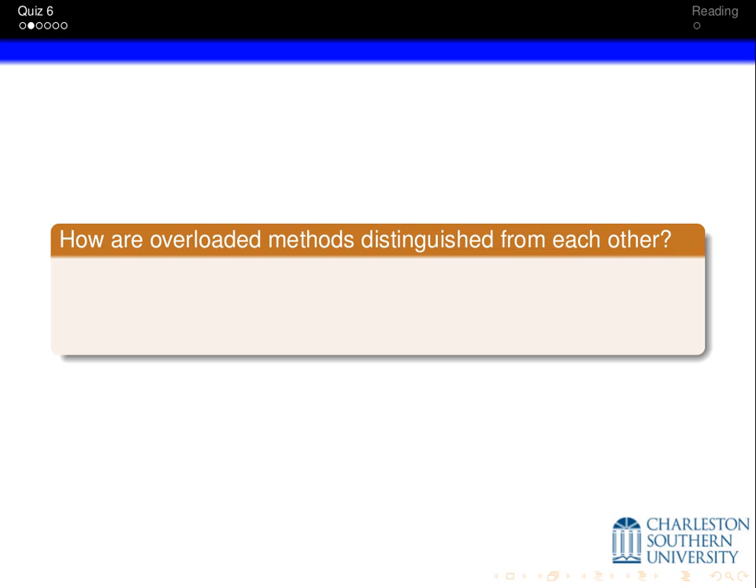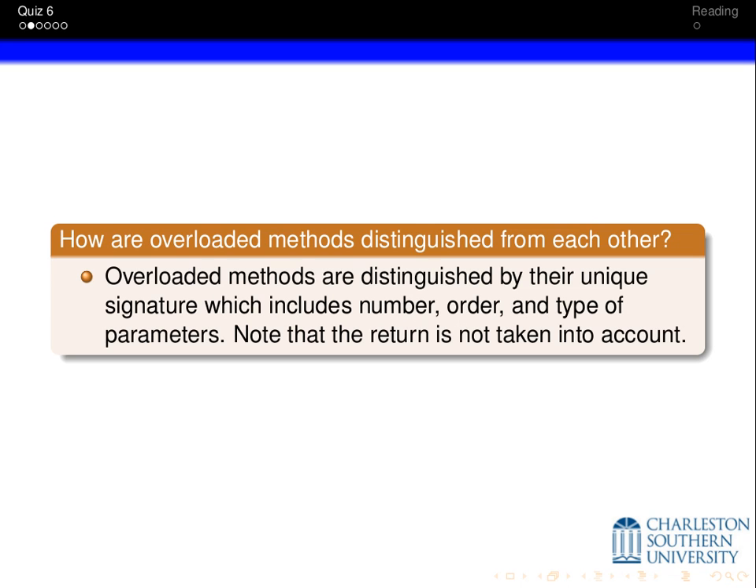How are overloaded methods distinguished from each other? More and more terms. Well, I don't want to say it because I'm thinking of C++. So the parameter list? Yeah, it's the parameter list. By the unique signature, which includes number, order, type of parameter. It's really the parameter list. Note that the return is not taken into account. So if you try and write two different functions with the same method name and parameter list, but return two different things, it's not going to work. It really only takes into account the parameter list.